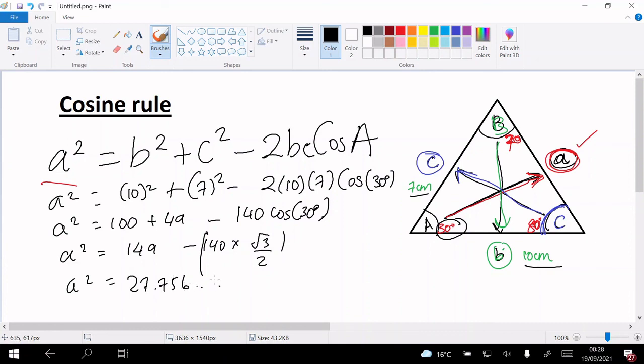But are we done? Have we found A? No, you haven't. You have found A squared. So to find A, what you need to do next is square root both sides, which means A is actually equal to 5.268... centimeters. I will just round it to either a whole number or one decimal place, in this case whole number, which is 5 centimeters. And you have just figured that out. So that's pretty much it in terms of cosine rule.